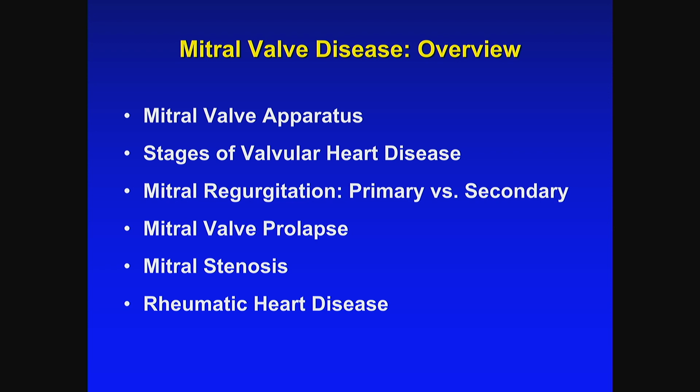We'll talk about the most common cause of primary mitral regurgitation, mitral valve prolapse, which has a wide spectrum of clinical presentations. We'll then move on to mitral stenosis, or narrowing of the mitral valve, which is most commonly caused by rheumatic heart disease.